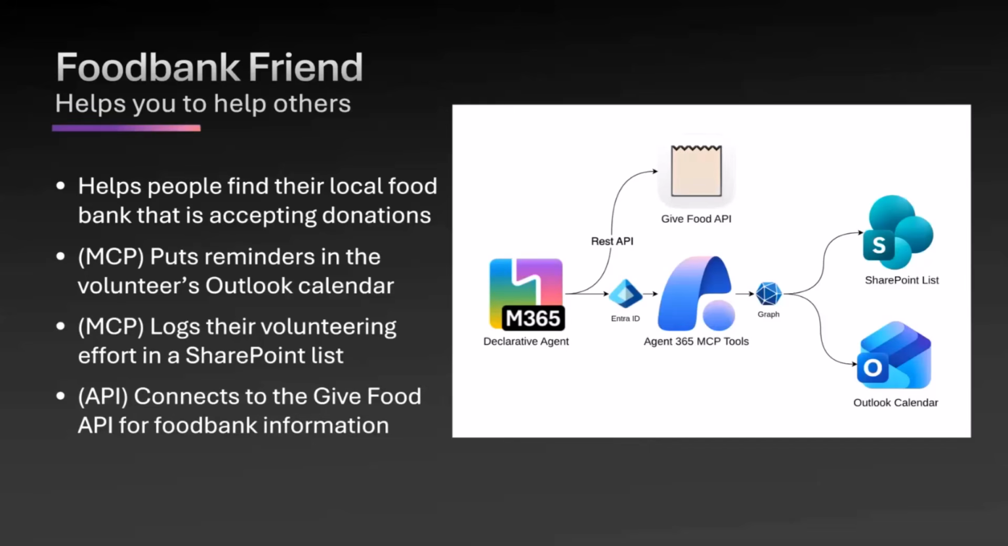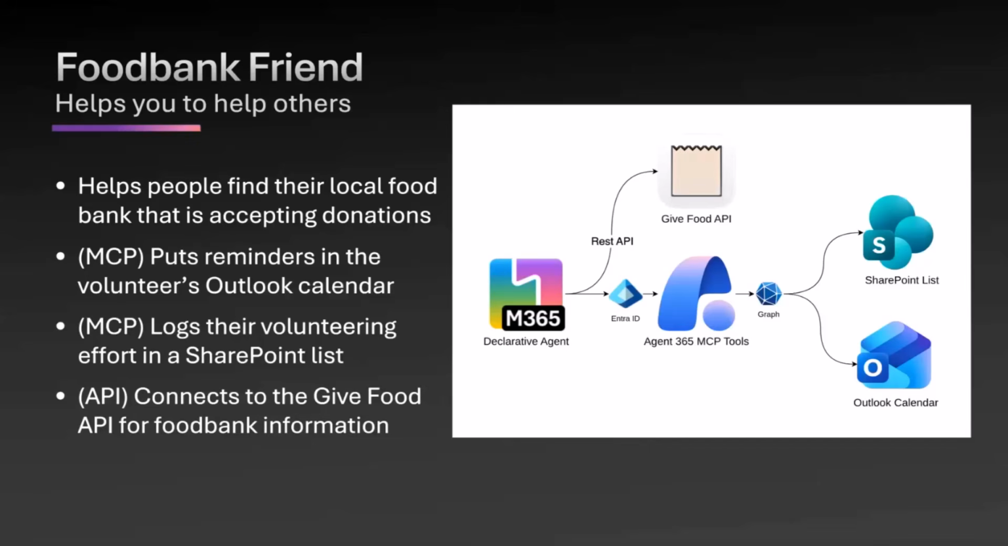There is in the UK an API that allows you to do this called Give Food. And using that API to query local food banks, we can then use the MCP servers to connect to a SharePoint list to document what we're giving to who, but also put it in our calendar as reminders to say, oh, we should deliver this to this food bank on this date.